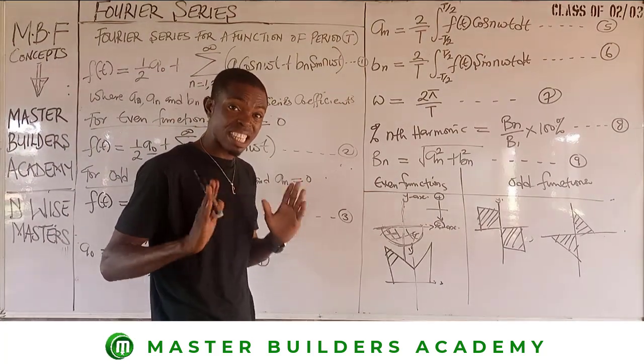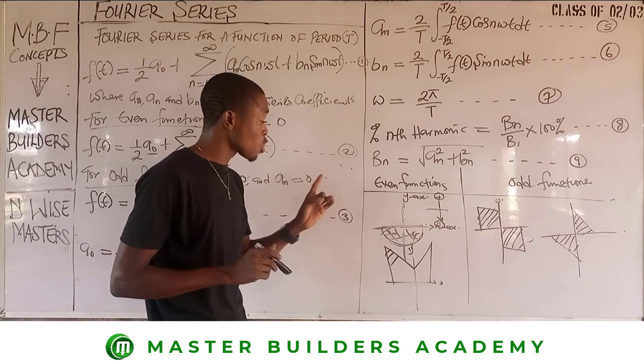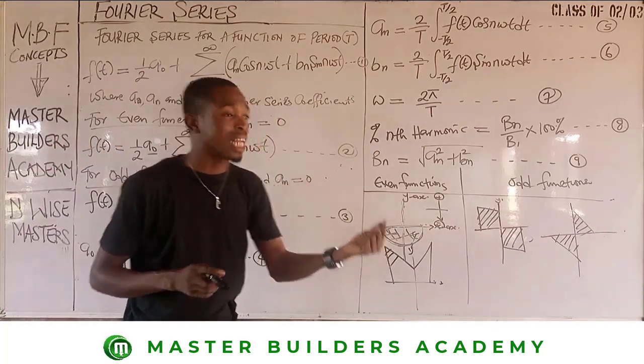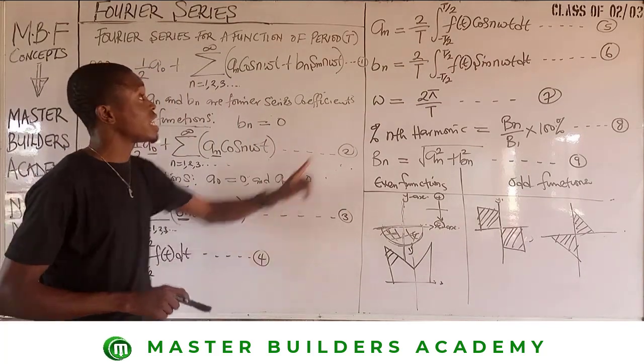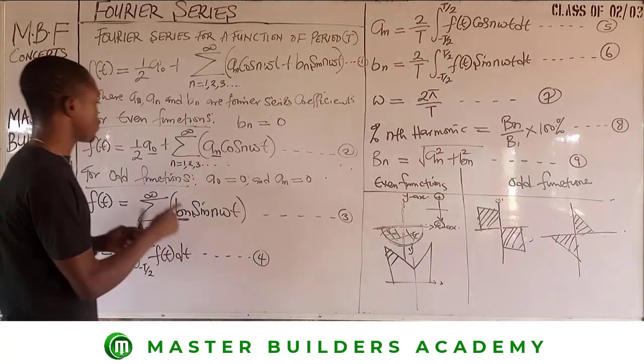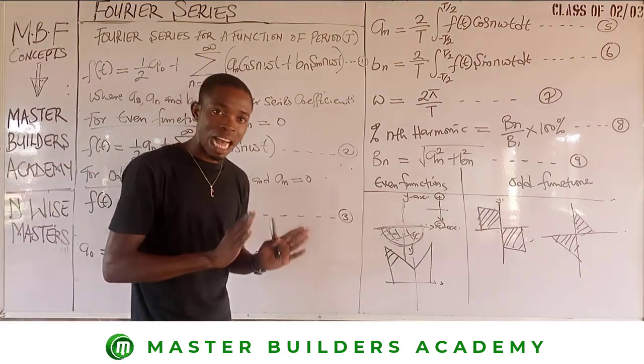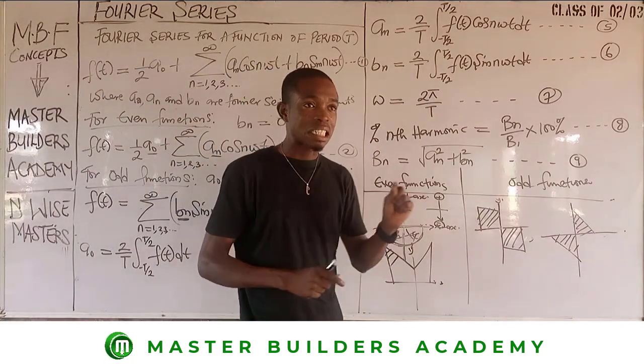I hope this is making sense already. So for an odd function, I only need equation 3 and equation 6. But for an even function, I need equation 2, equation 4, and equation 5 to fill in for the space of A0 and An. This is how these are treated.